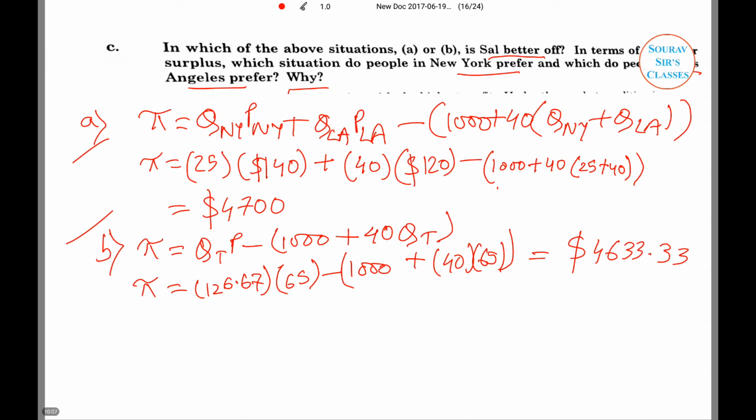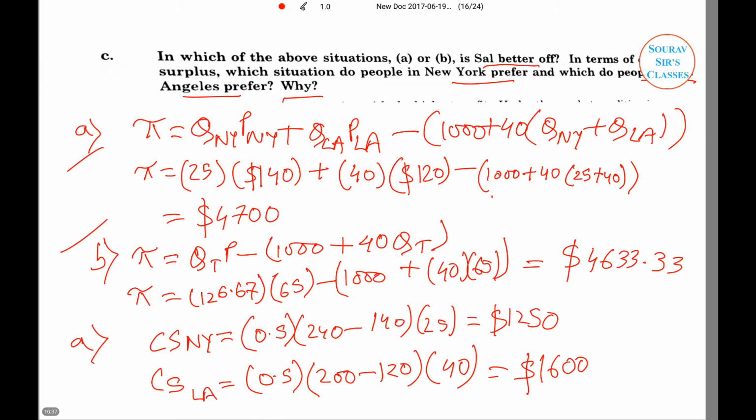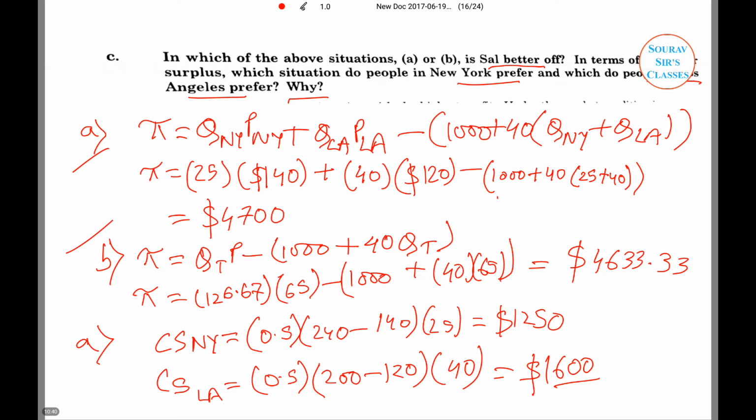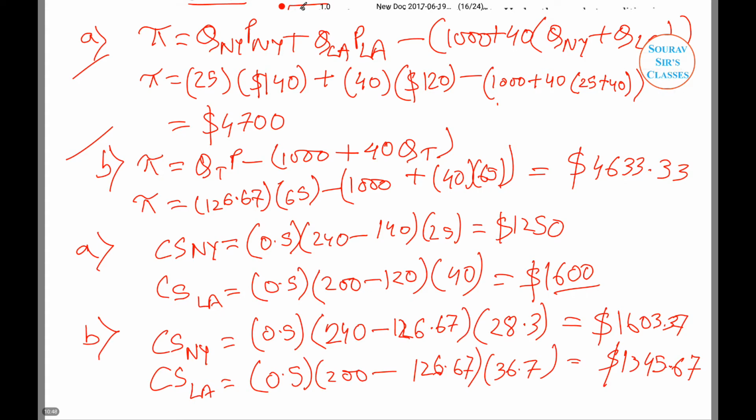Now, in order to find the consumer surplus under the demand curve above price, we consider the market conditions in A, and we find separate consumer surplus for New York and Los Angeles. That is for New York, 0.5 into 240 minus 140 into 25, giving us $1,250. Similarly, for Los Angeles, we have a consumer surplus of 1,600. Under the market conditions of B, we do the same process again. The consumer surplus of New York under condition B is 1603.37, whereas that of Los Angeles comes to 1345.67.